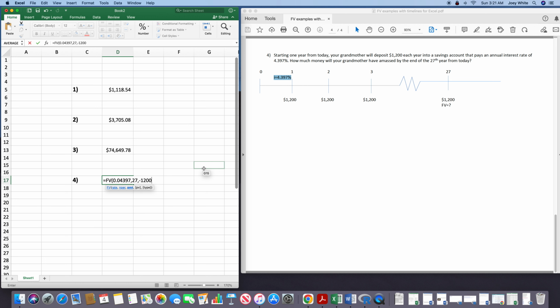Then comma, it's an annuity, so there's no present value, so we should put 0. And then type, this is an ordinary annuity, so we just need to put 0, right? So when we have an ordinary annuity, we put in a 0 for type. When we have an annuity due, we put in a 1. So shift 0 to close the parentheses, and what we'll see is that by the end of the 27th year, your grandmother will have amassed $59,925.69. Okay? All right, so that'll do it for this one.